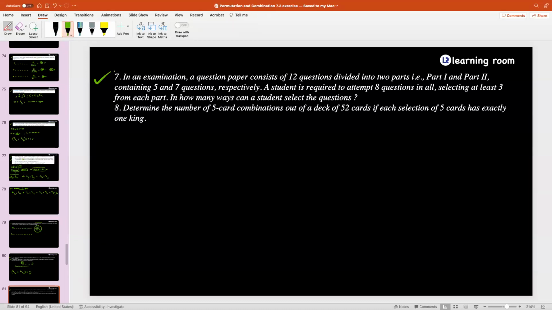In an examination, a question paper consists of 12 questions divided into 2 parts, part 1 and part 2, containing 5 and 7 questions respectively. A student is required to attempt 8 questions in all, selecting at least 3 from each part. In how many ways can a student select the questions? So there are 12 questions, divided into part 1 with 5 questions and part 2 with 7 questions. A total of 8 questions are to be answered, but he needs to answer at least 3 from each part.